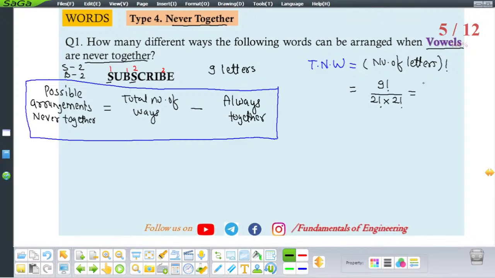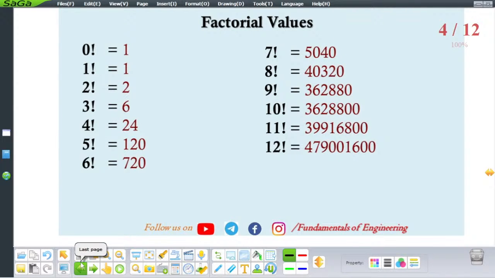The 9 factorial value is 362880. You can see here. If you have not taken the screenshot, take the screenshot again. If you have not taken the screenshot of these factorial values, it will be helpful to you. You have to remember all these factorial values to get the answer. So you can see here the 9 factorial value is 362880.